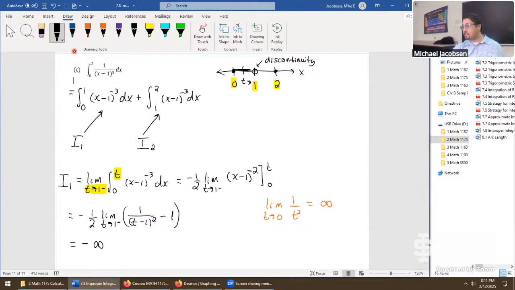We can say since the limit as t heads towards 1 from the left of 1 over (t minus 1) squared, that itself is heading towards positive infinity. So same concept as above, just a small change of what's inside here versus the limit.